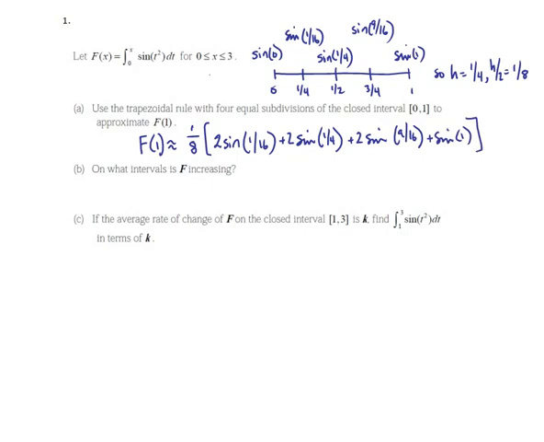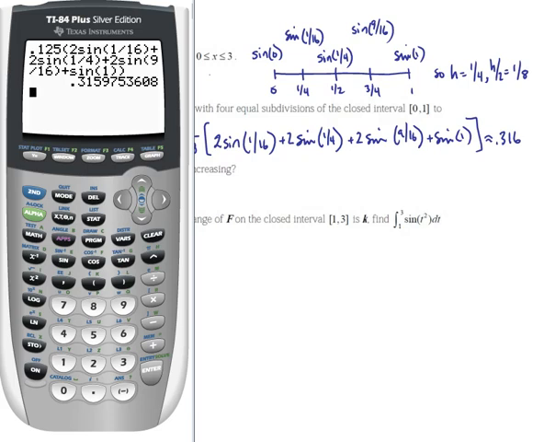And so in the event this was a non-calculator question, then that would be sufficient for the answer. You can obviously just plug this into your calculator and get a result for that. And so you can see that's what I've done. 1/8 is 0.125 times the quantity, 2 sine of 1/16 plus 2 sine of 1/4 plus 2 sine of 9/16 plus sine of 1, and that's roughly equal to 0.316. Okay, we'll close down the calculator and go on to the next question.